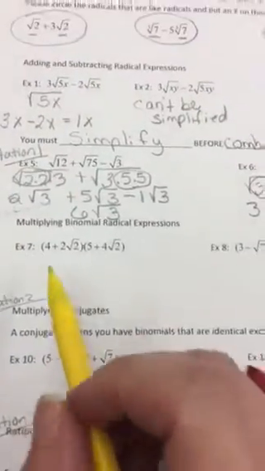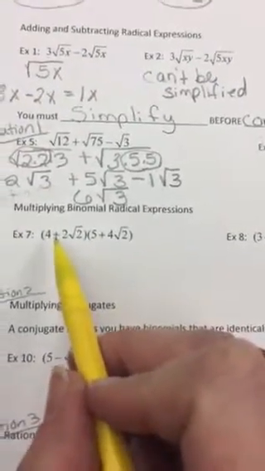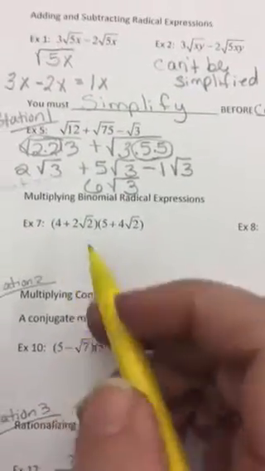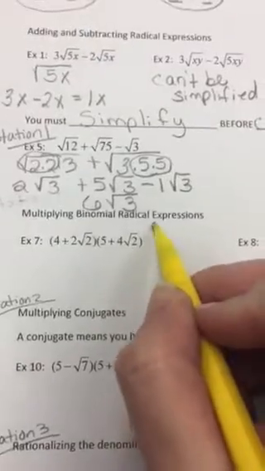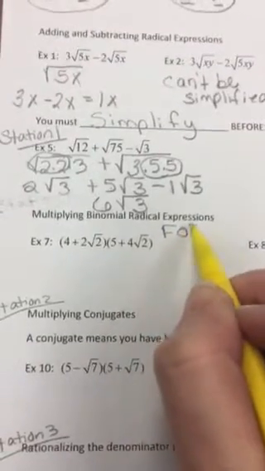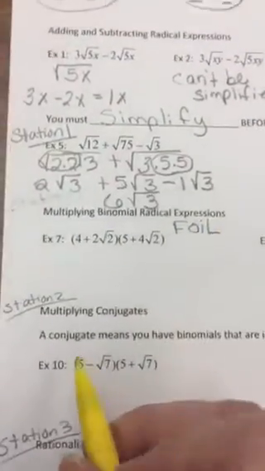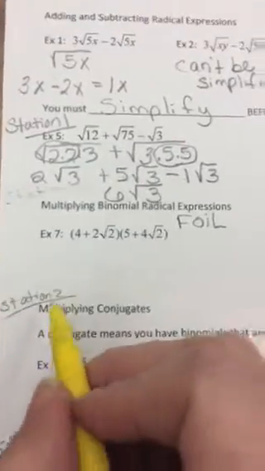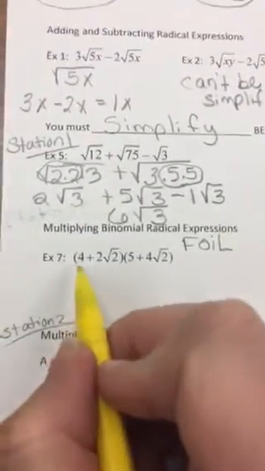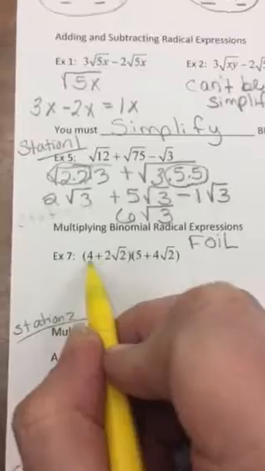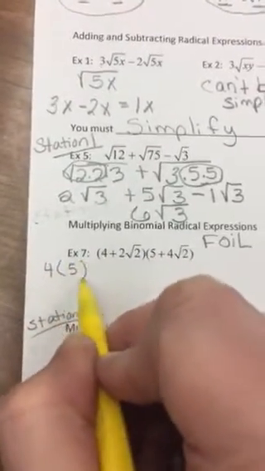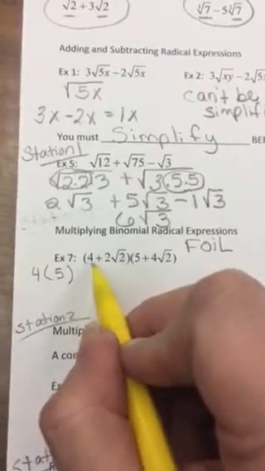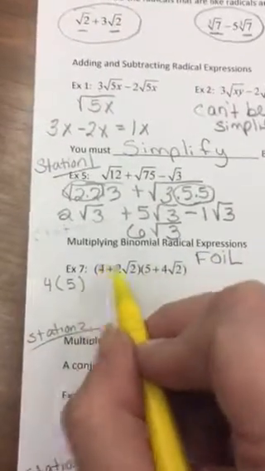All right, we're going to talk about how to multiply binomial radicals. I have two terms times two terms, so I know I'm going to have to use the FOIL method, and I'm going to show probably more detail than what you really need to do, so you don't have to write out all the steps that I do. My first term, 4 times 5, and my second term, which is going to be my outside, so I did my first.